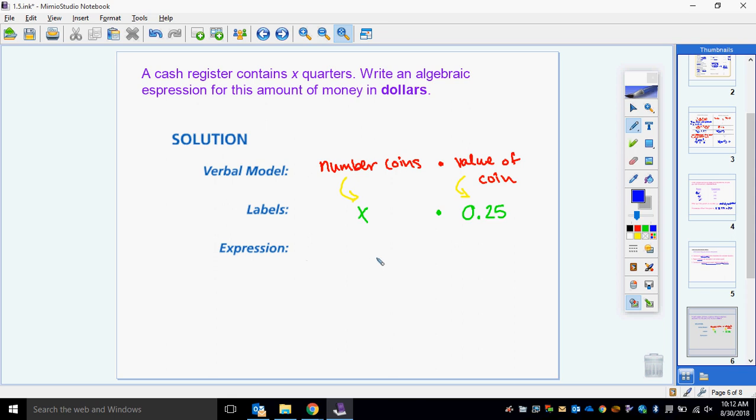So my last step is to write this as an expression. We can write X times 0.25 as 0.25X. I take the amount of quarters in the cash register times 0.25, and I have that amount in dollars. So this would be my final answer.